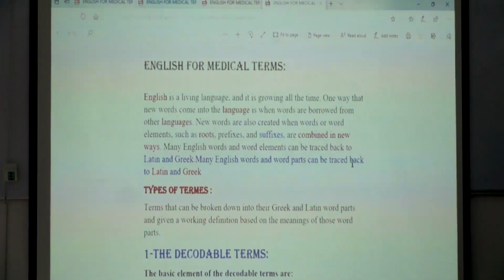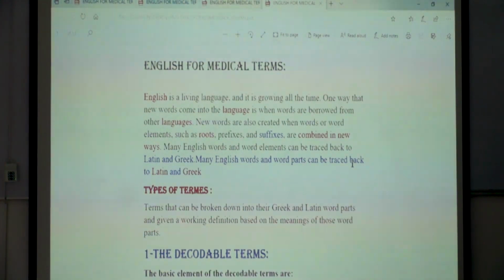Today we discuss an important topic in our medical field, which is English for medical communication and terminology. As you know, English is a living language, and it's growing all the time. One way that a new word comes into the language is when words are borrowed from other languages.